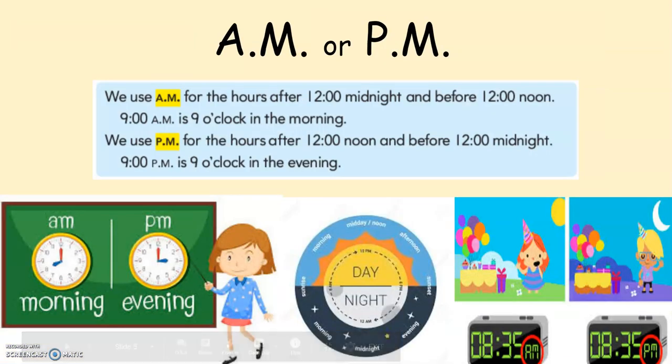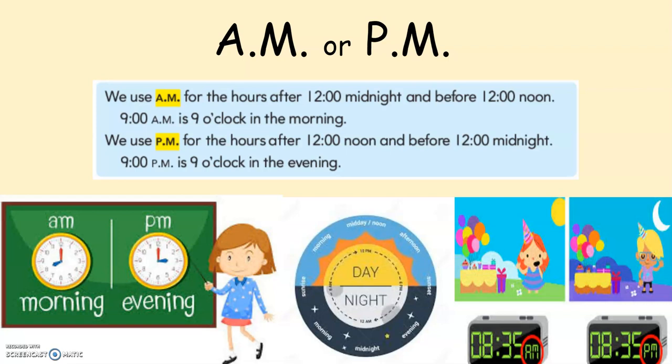I think most of you know this. But do you know the difference between AM or PM? We use AM for any of the hours between 12 o'clock midnight and before 12 o'clock noon. So 9 o'clock AM means 9 o'clock in the morning. We use PM for the hours after 12 o'clock noon and before 12 o'clock midnight. 9 o'clock PM is in the evening.